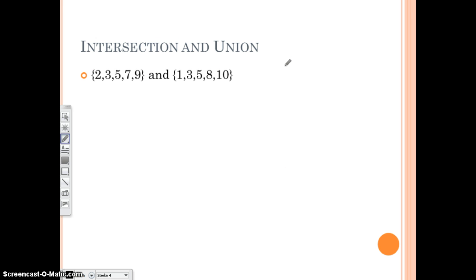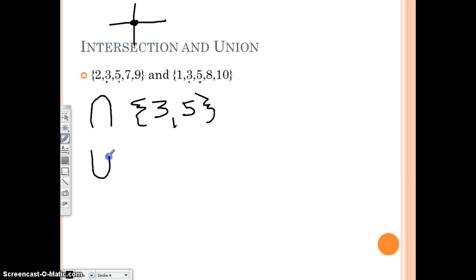You'll need to be able to recognize or state the intersection and or union of sets. Remember, intersection, if we have two roads that are intersecting, the intersection is just where the two overlap. Where is the overlap in these sets? It's not 2, but they both have a 3, they both have a 5. They do not have a 7 or a 9 in common. The intersection of these sets would be 3, 5.